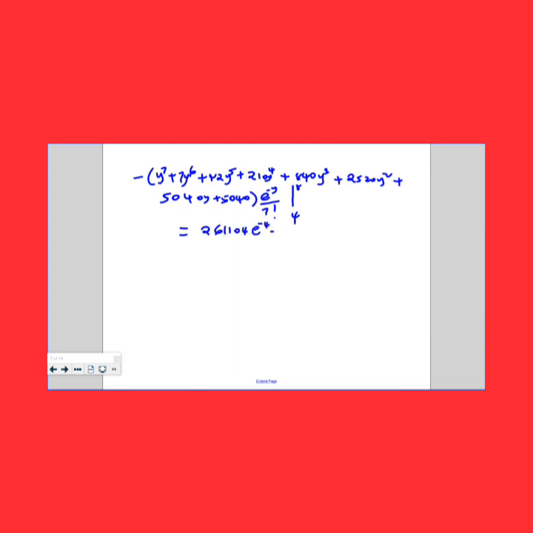that there is a negative outside here, and then we have y to the power of 7 plus 7y to the power of 6 plus 42y to the power of 5 plus 210y to the power of 4 plus 840y cubed, and then plus 2520y squared plus 5040y plus 5040. Now we've obtained our number, we stop there, and then we add exponential to the power of negative y out of 7 factorial. The limit was from 4 to 8. In putting that in, you see that it gives us 26110 exponential negative 4 minus 680,296 exponential negative 8 out of 7 factorial. Working this out, you obtain 0.4959.